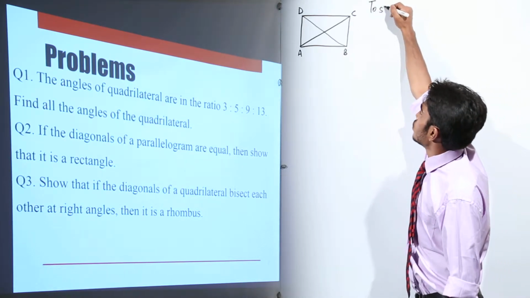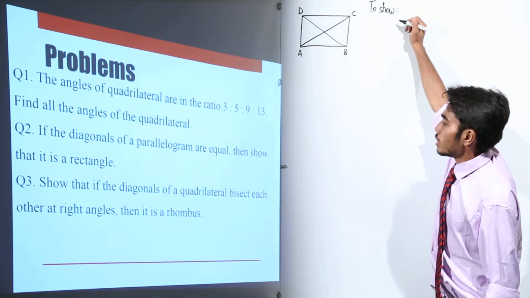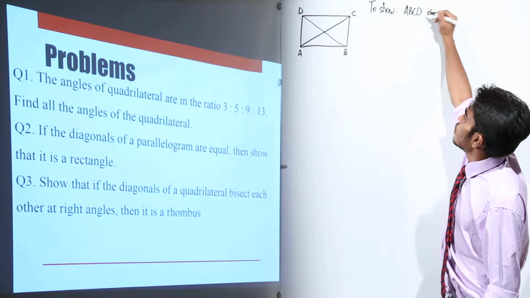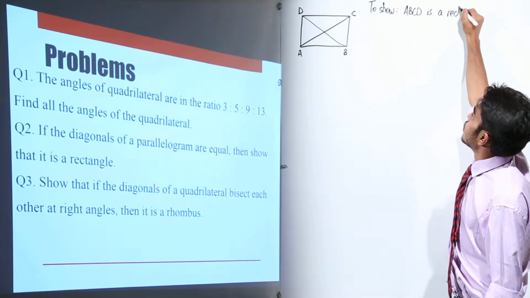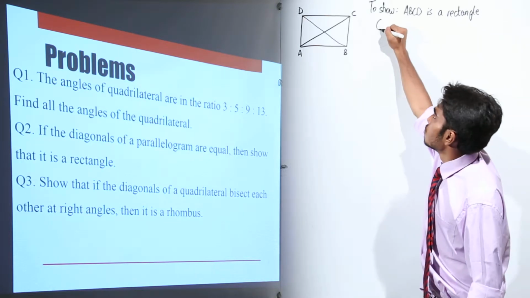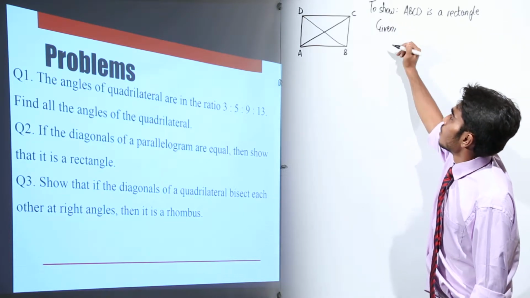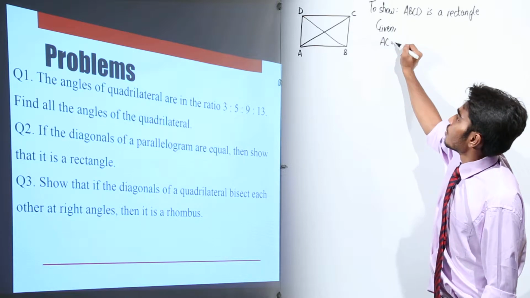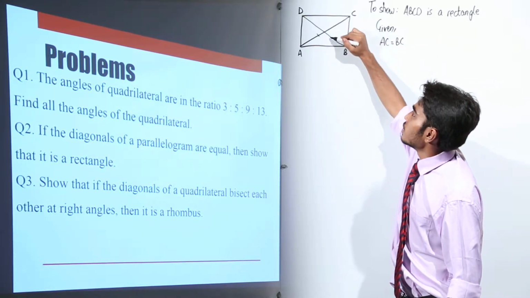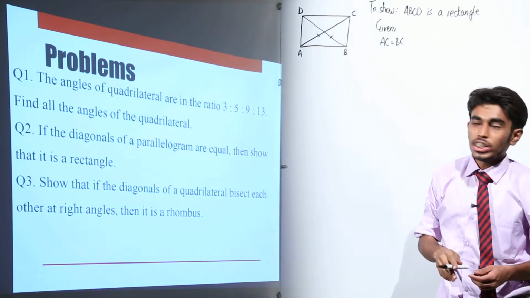So we need to show that ABCD is a rectangle, right? And we are given that AC is equal to BD. The length of both the diagonals are equal to each other.